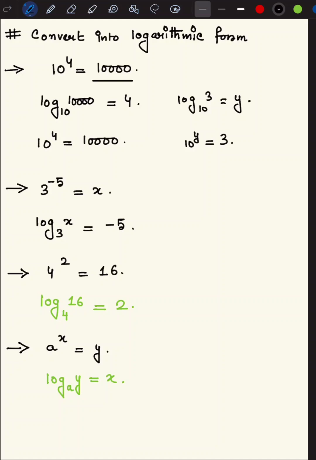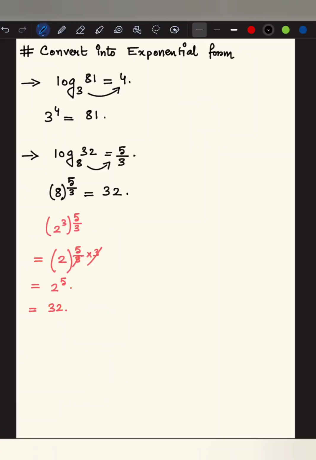Okay. So next one will be 4 square is given as 16. So we can write it as log, first of all 16 will come here, then the base will come as 4, will be equals to 2. Okay. And the final one is a to the power x equals to y, then log y base a will be equals to x. Okay, so let's come to the next conversion of logarithm form into exponential form.